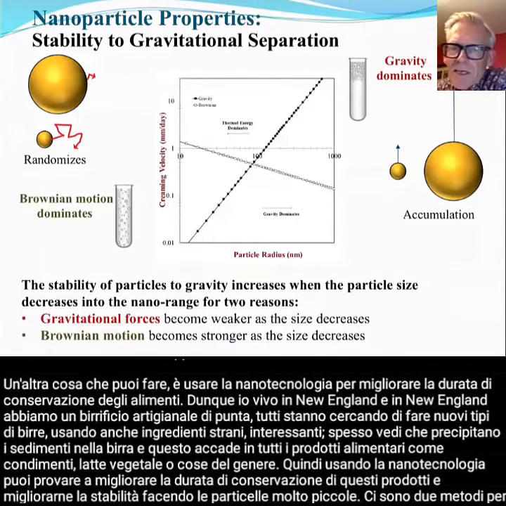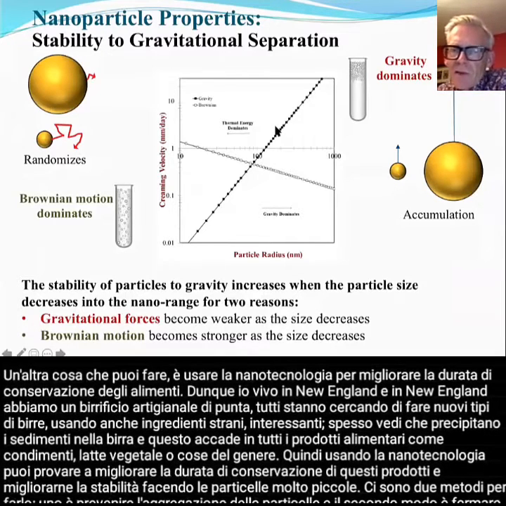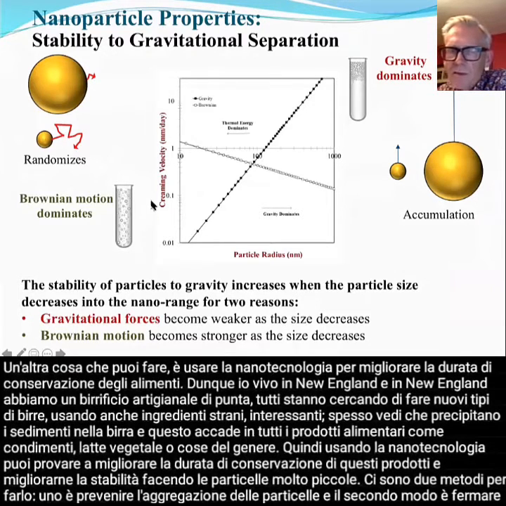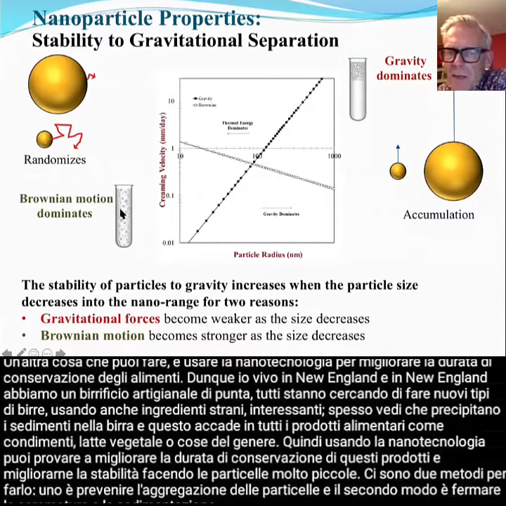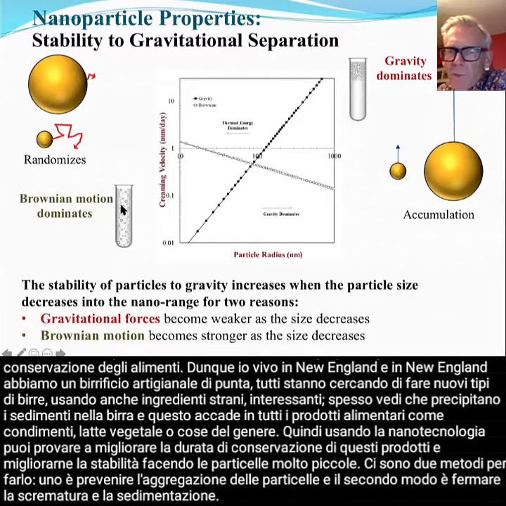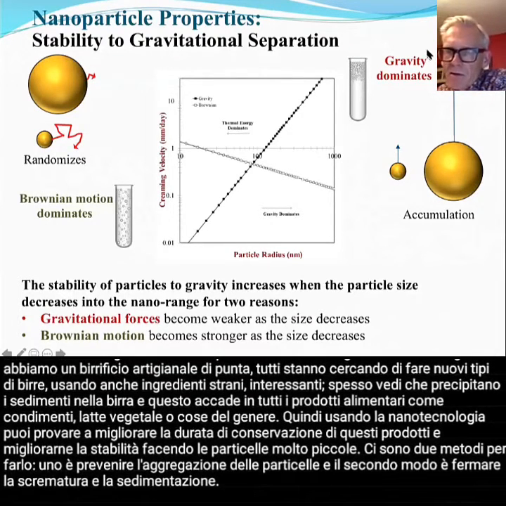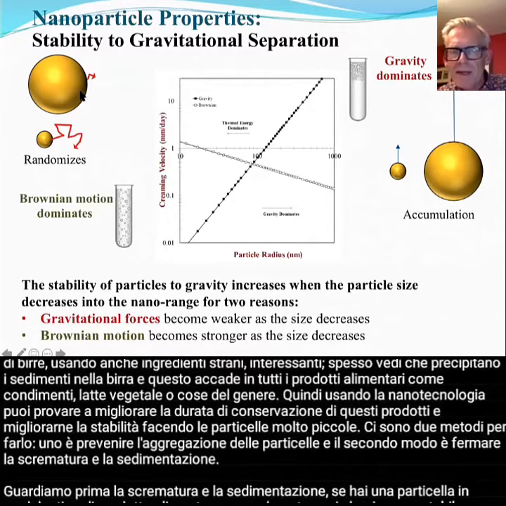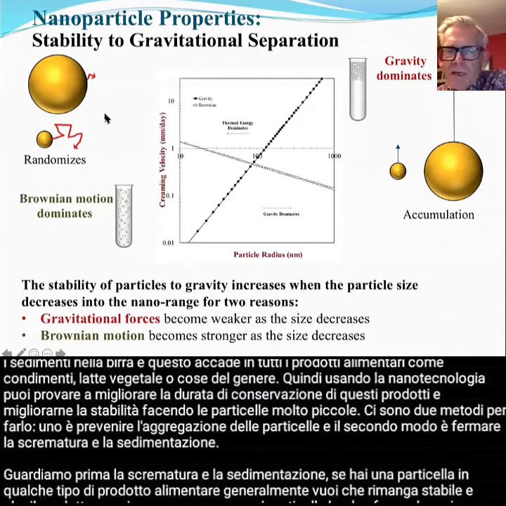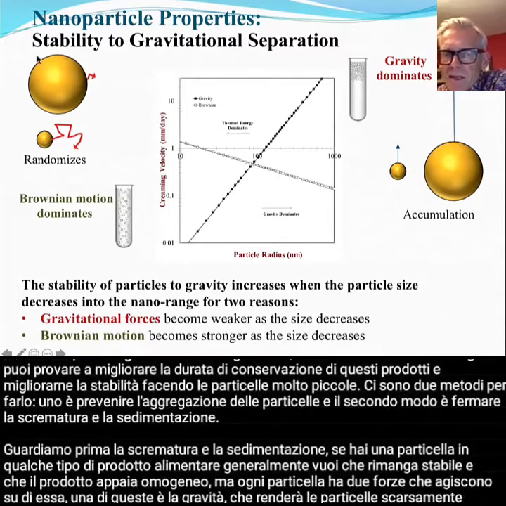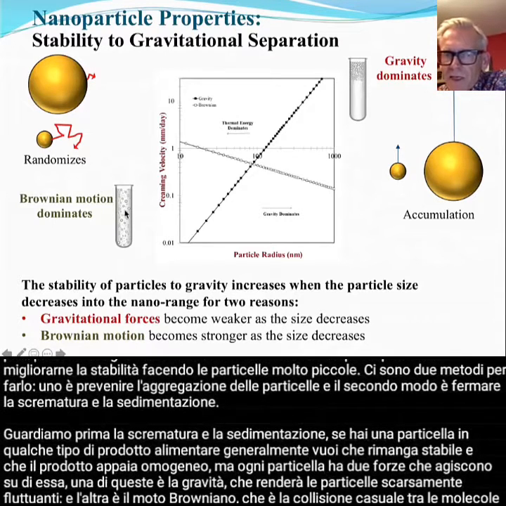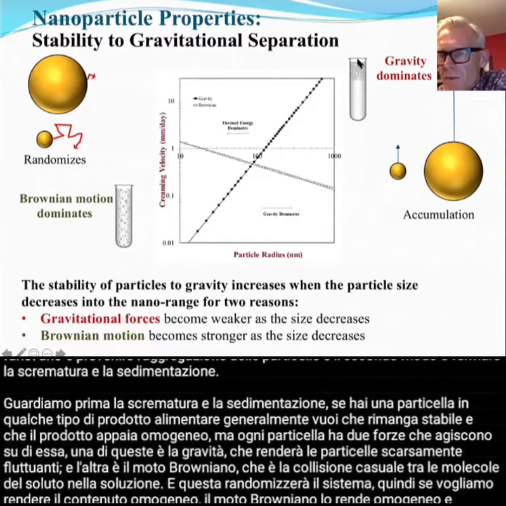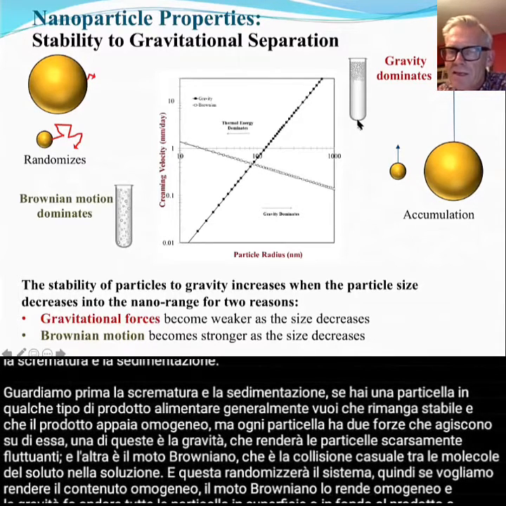So let's look at creaming and sedimentation first. If you have a particle in some kind of food product, you typically want it to stay stable so the product looks homogeneous. But any particle has two different forces acting on it. One of them is gravity, and that will tend to make the particles move upwards. And then the other one is Brownian motion. So this is the random collisions by the molecules in the solvent around it. And this wants to randomize the system. So this wants to make it homogeneous. Brownian motion wants to make it homogeneous, and gravity wants all the particles to go to the top of the product or to the bottom, depending on the density difference.